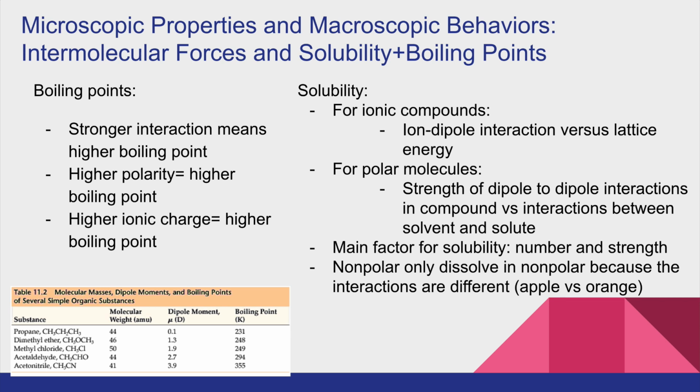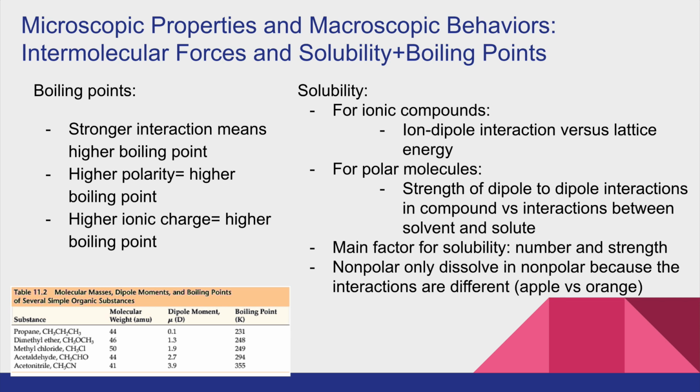So now let's talk about how that influences a substance like a solid's solubility and boiling point. So in terms of boiling points, a stronger interaction means a higher boiling point. So that means the more polar molecules are, the higher their boiling point, since more polarity means that the partial charge is going to be greater and the attraction is going to be greater. And the same logic applies to ion to dipole interactions. So the higher the ionic charge or the partial charge, the higher the boiling point, since those bonds are going to be stronger. And then the graph gives you a little example of how the dipole moments influence the boiling point through a correlation where increasing dipole moment increases boiling point.